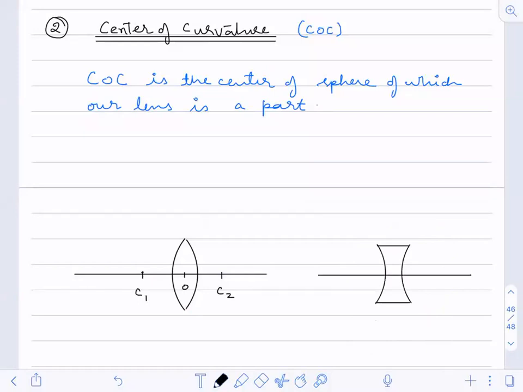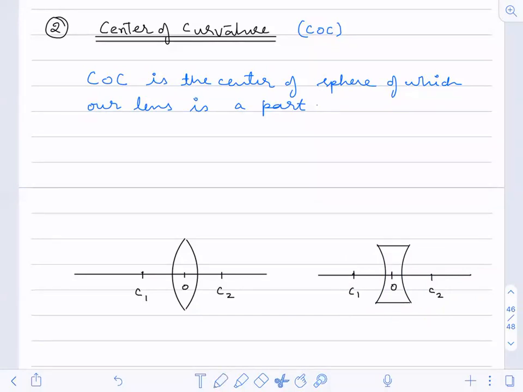So this is my principal axis, this is one line. This is O, the optical center. This is C1 and this is C2. For this curvature, C1, for this curvature, C2. C1 and C2 are for two different curvatures. So this is the center of curvature.